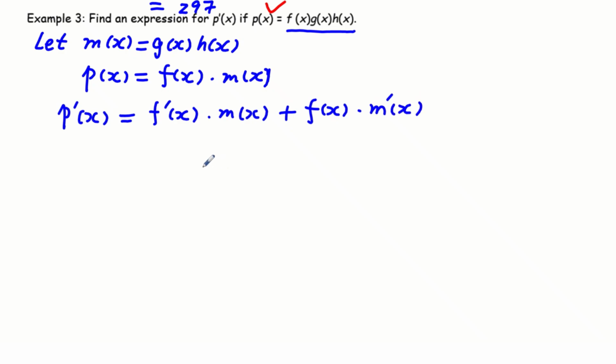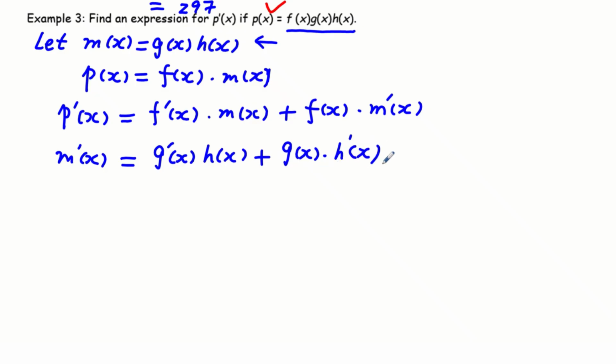After that, what we are going to do is find m prime of x. M prime of x, this is 2 functions. So we know how to find the derivative of 2 functions: first function derivative times second function, plus first function times second function derivative. So this is equation 1, this is equation 2. We are going to sub equation 2 into equation 1.